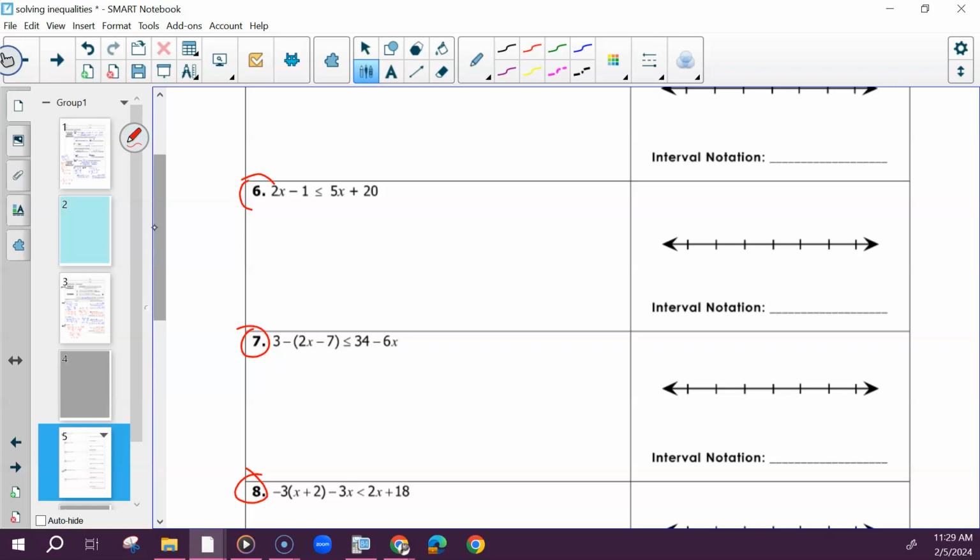More of the same, but now we have things on both sides. Just like how we would solve equations with variables on both sides. Same thing here. So for number 6, you can pick and choose what you want to move first. What would we want to move first? 2. Okay, so subtract 2x on both sides. At the same time, you can subtract 20.